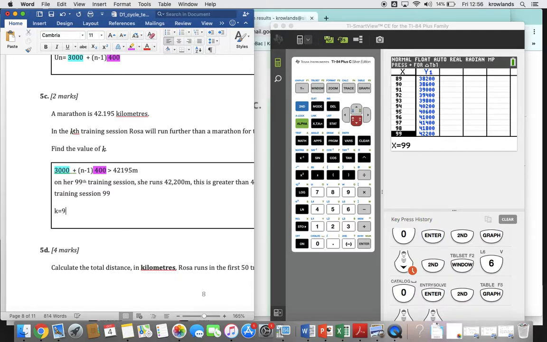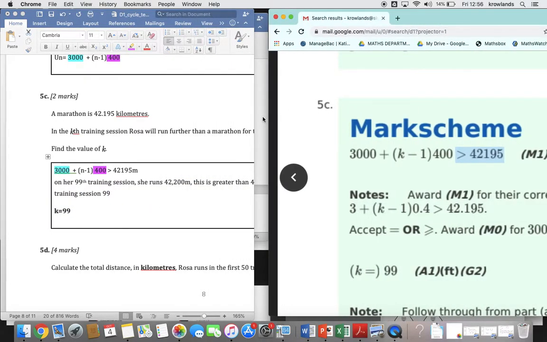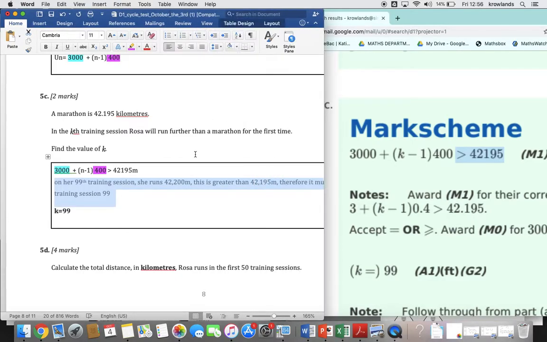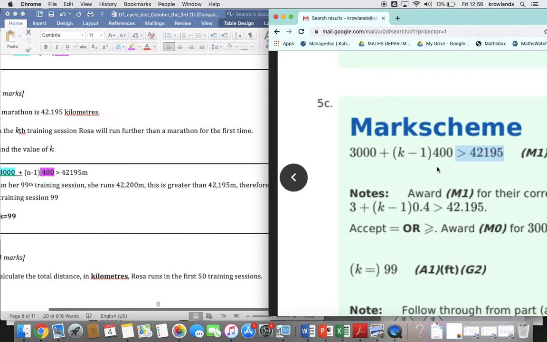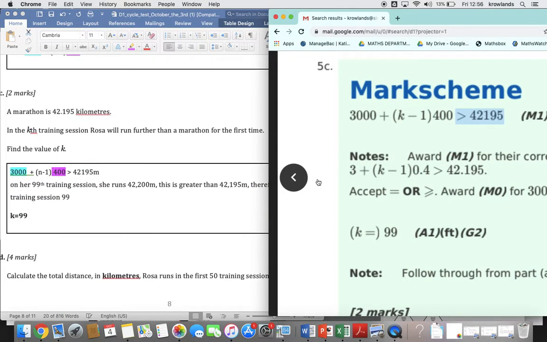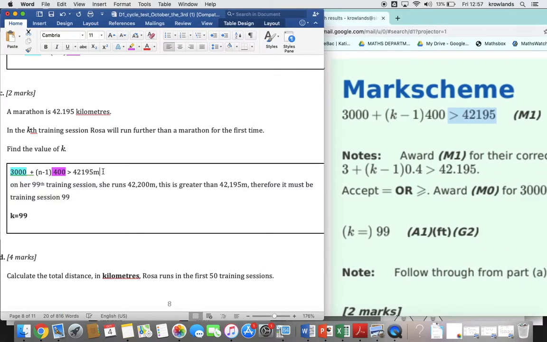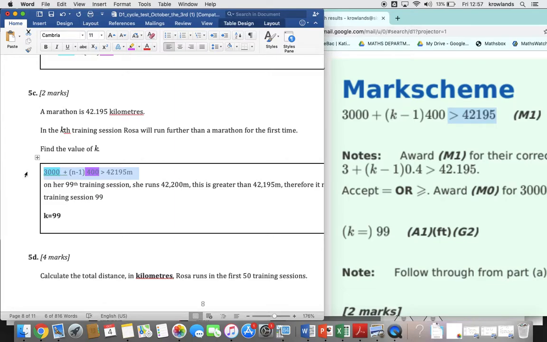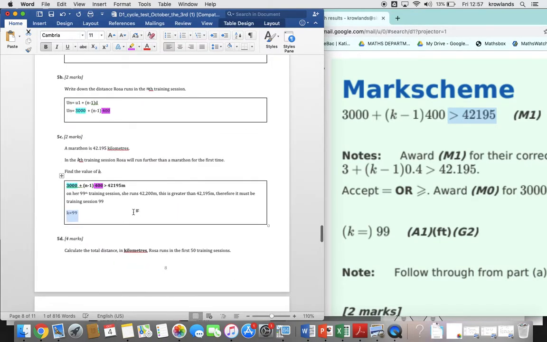K is equal to 99. You must explicitly write K is equal to 99. This sentence here is actually not compulsory, but I'm writing that so you understand what the question's asking you. In the exam, you get 1 mark for writing this, and then you get your second mark for writing K is equal to 99.